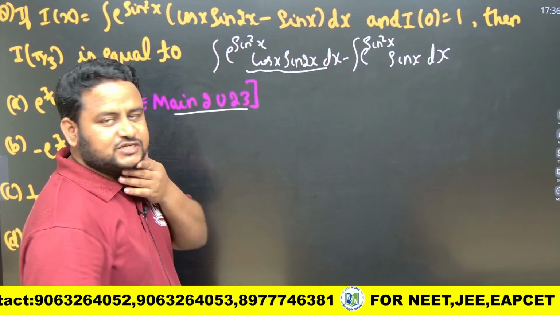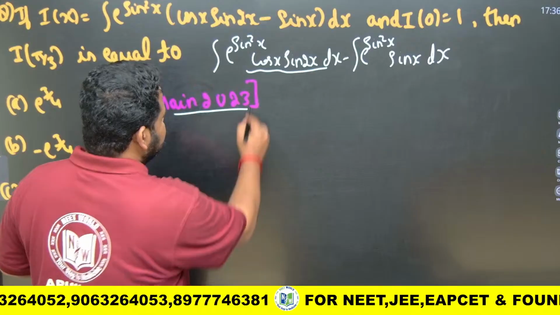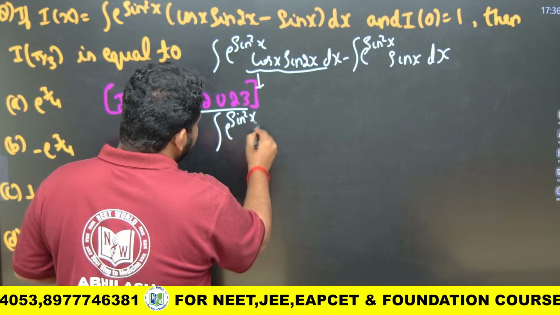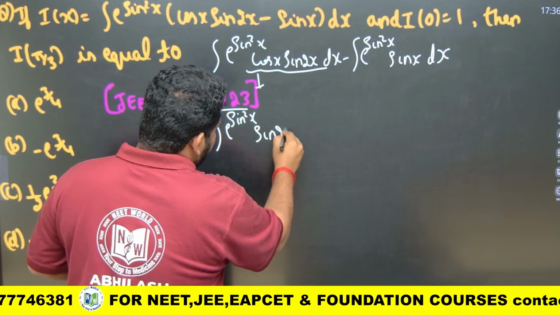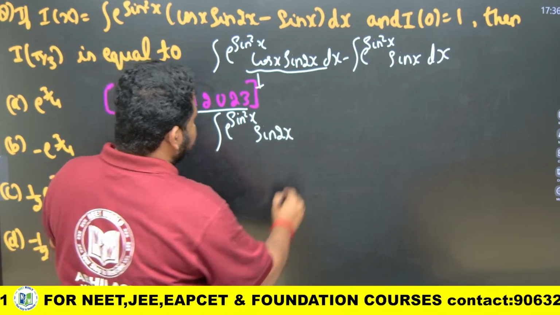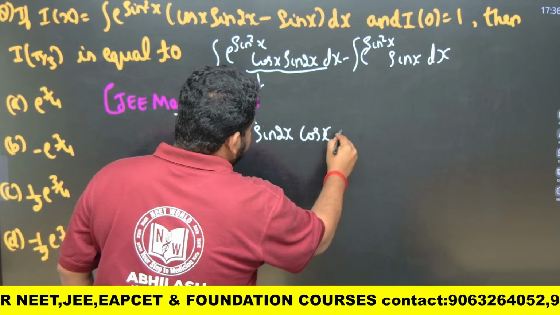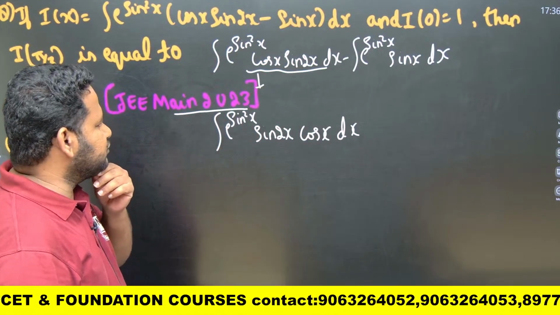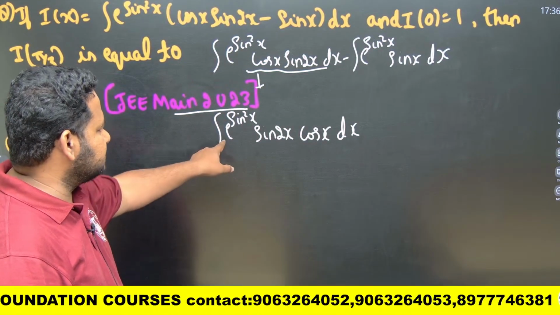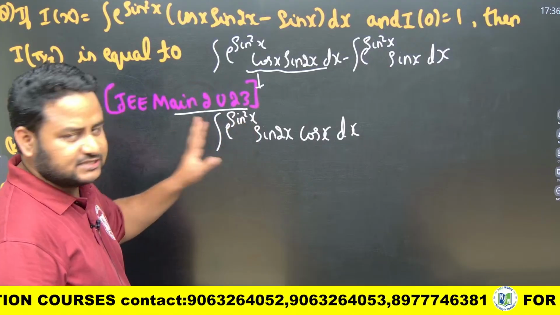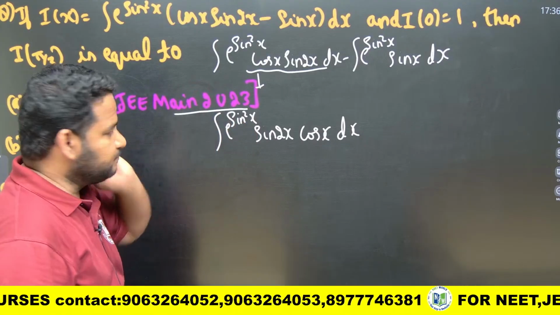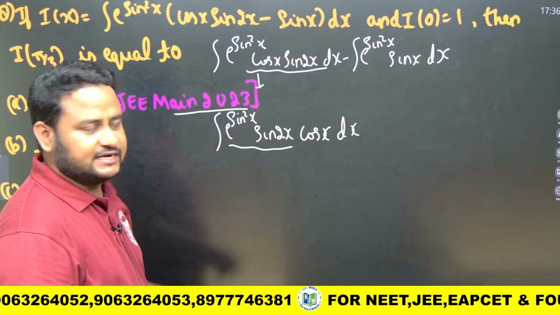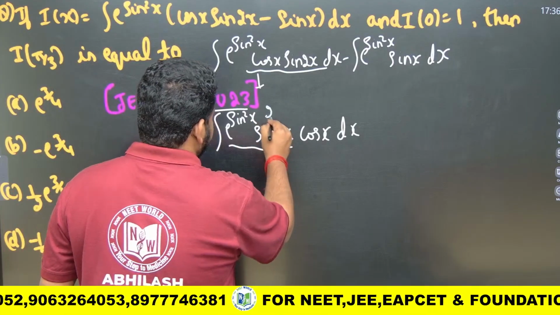So here, which function I should take as first function and second function? But before that, let me write this as e power sin square x into sin 2x, and I'll write this as cos x dx. Now which function I should take as first function and second function? So see here friends, this entire thing I can take as second function.